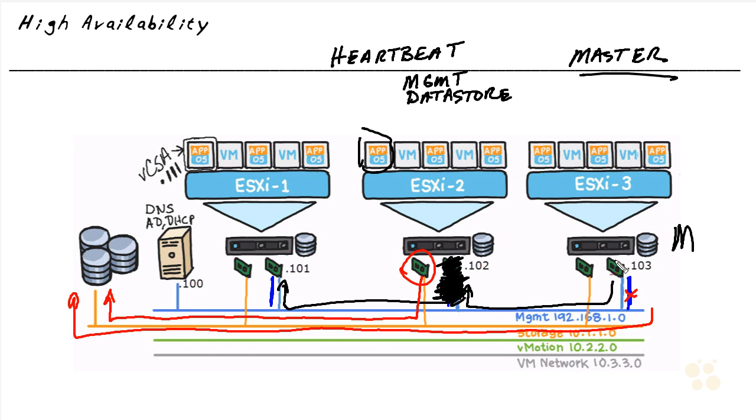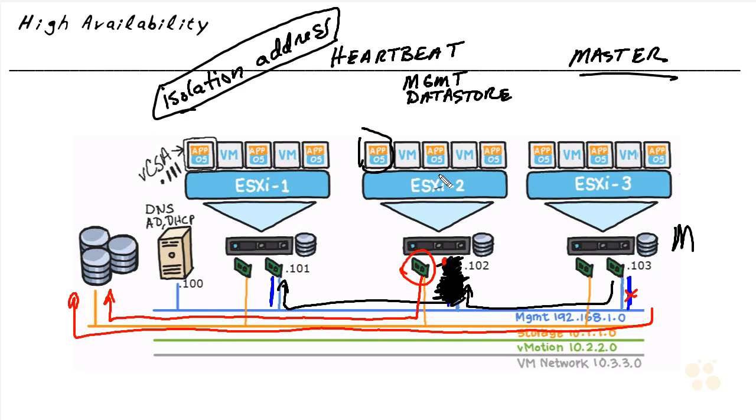So now ESXi 3 realizes that ESXi 2 is basically having an isolation event where it can't communicate. And ESXi 2 is also definitely aware that it's not seeing those heartbeats. And so what ESXi 2 will do as well, it'll try to ping an address called the isolation address. And by default, the isolation address is the default gateway on ESXi 2. We can configure it to be a different address, but by default, that's what it is. So when ESXi 2 is not seeing the heartbeats, and it cannot ping its default gateway, or the isolation address, it knows it's having an isolation event.